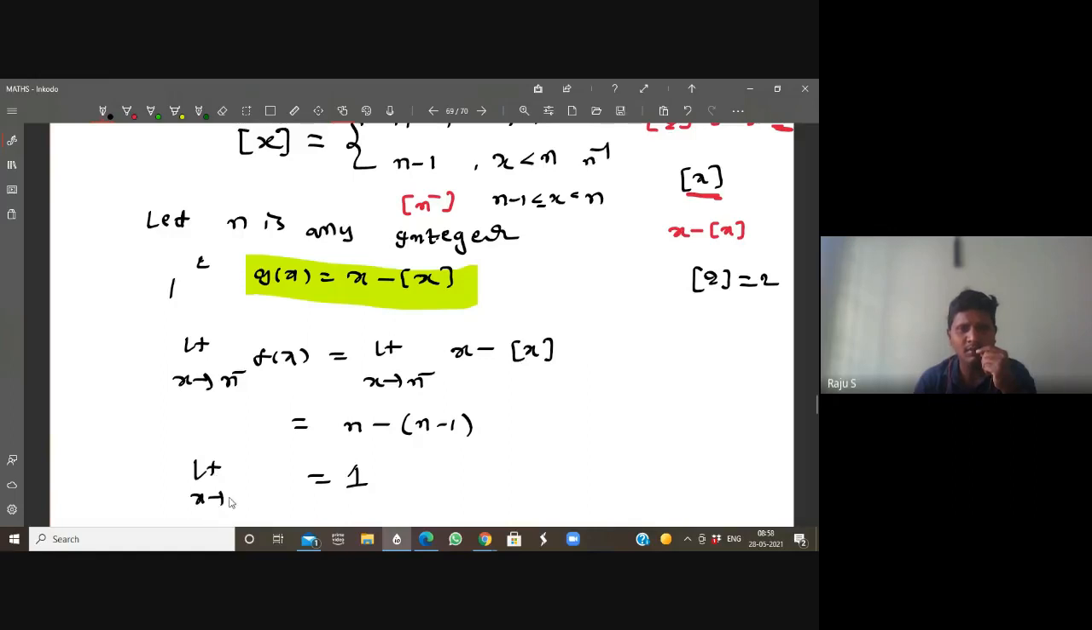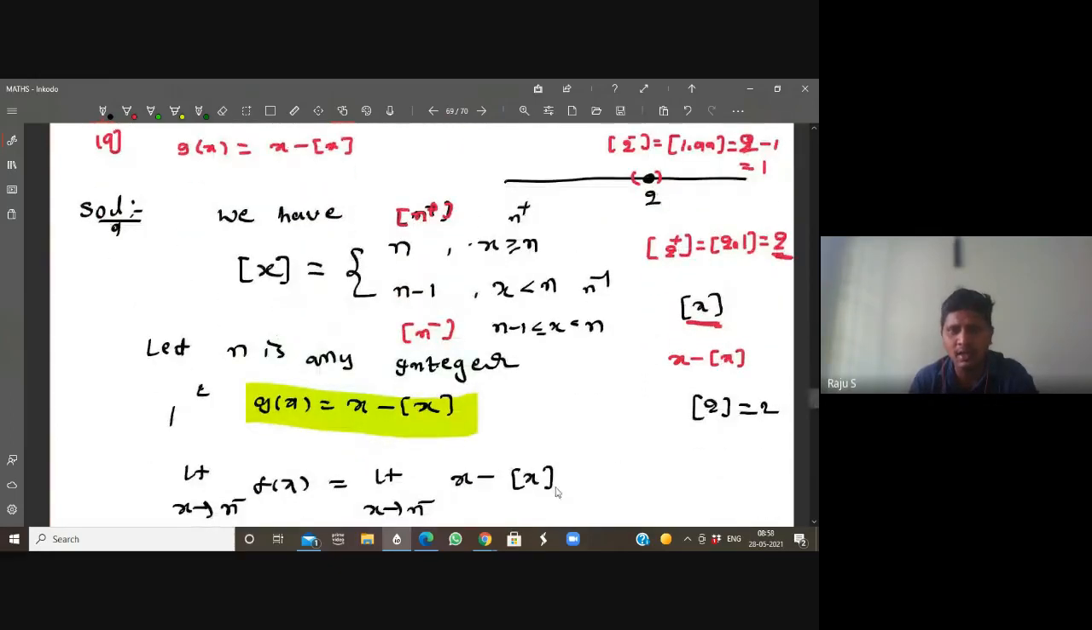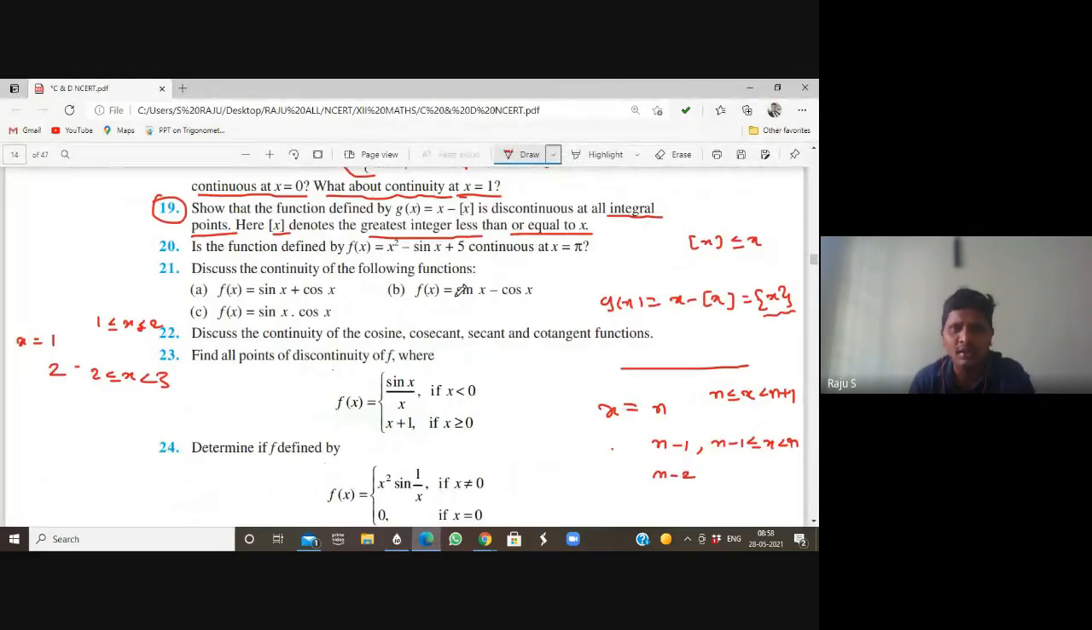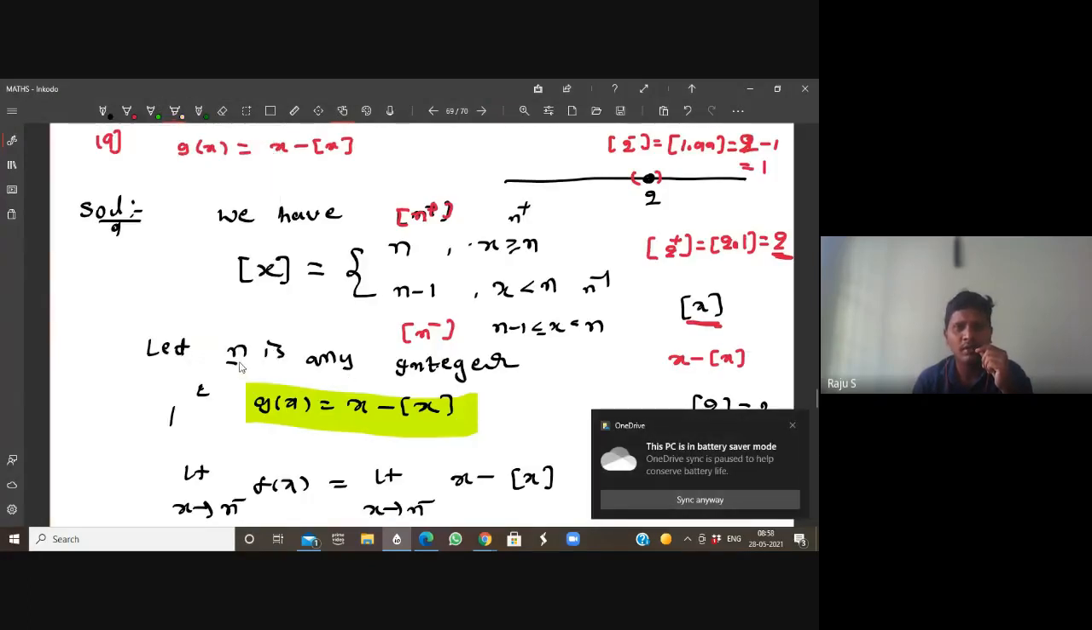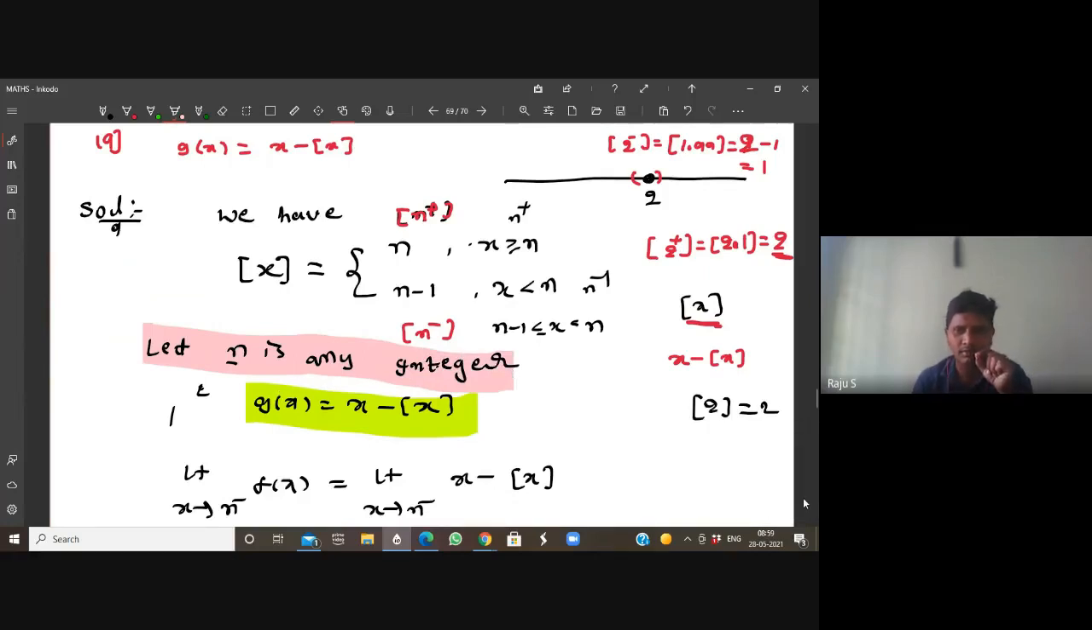Once again, I can explain here. See here, in the question they have given that we have to prove that the given function is not continuous, that is, discontinuous at all integral points. All integers. In the solution, I am taking n as any integer. So at this integer n, I want to check whether it is continuous or not.